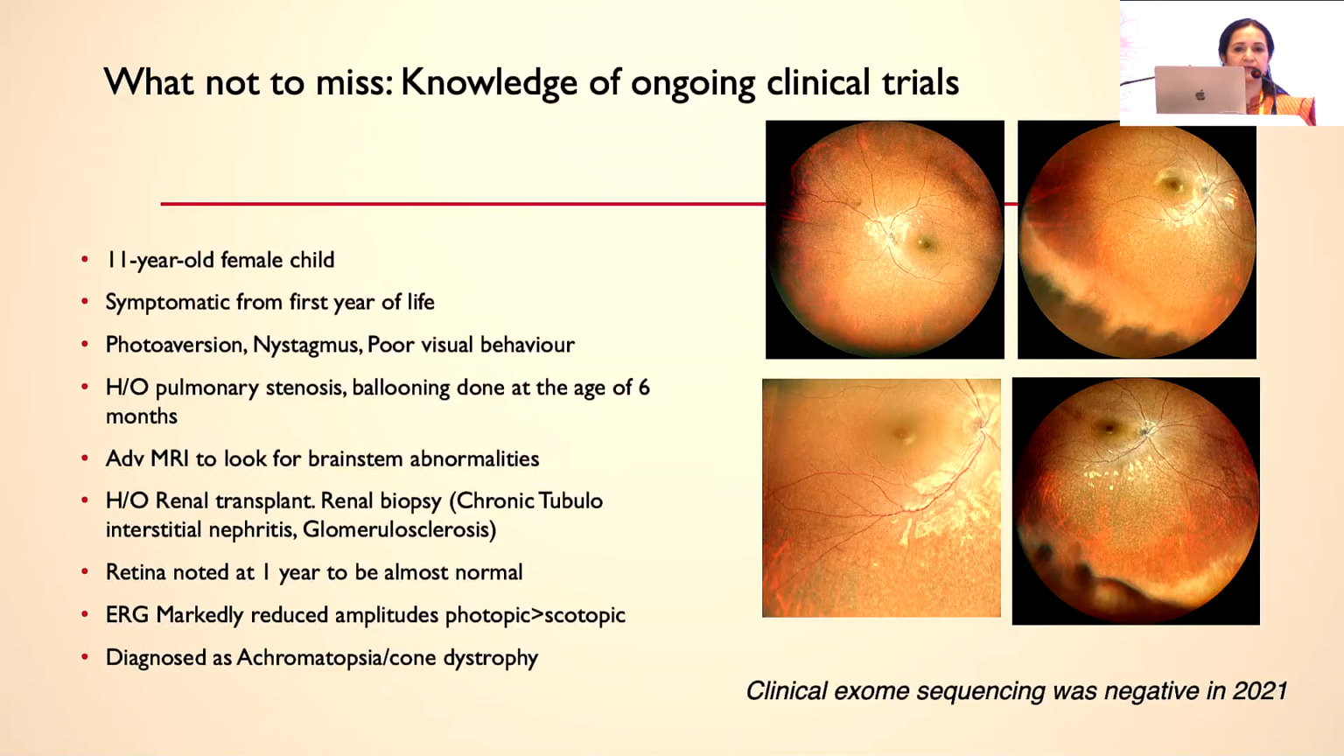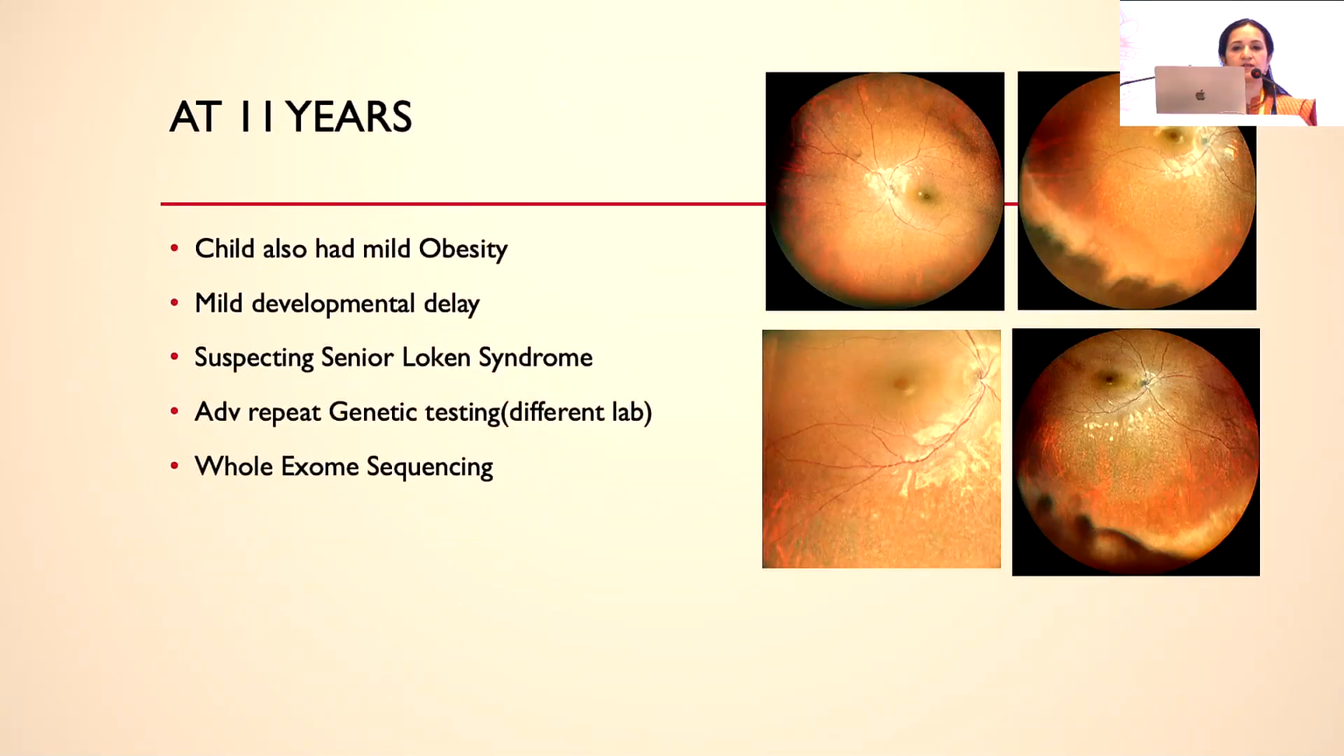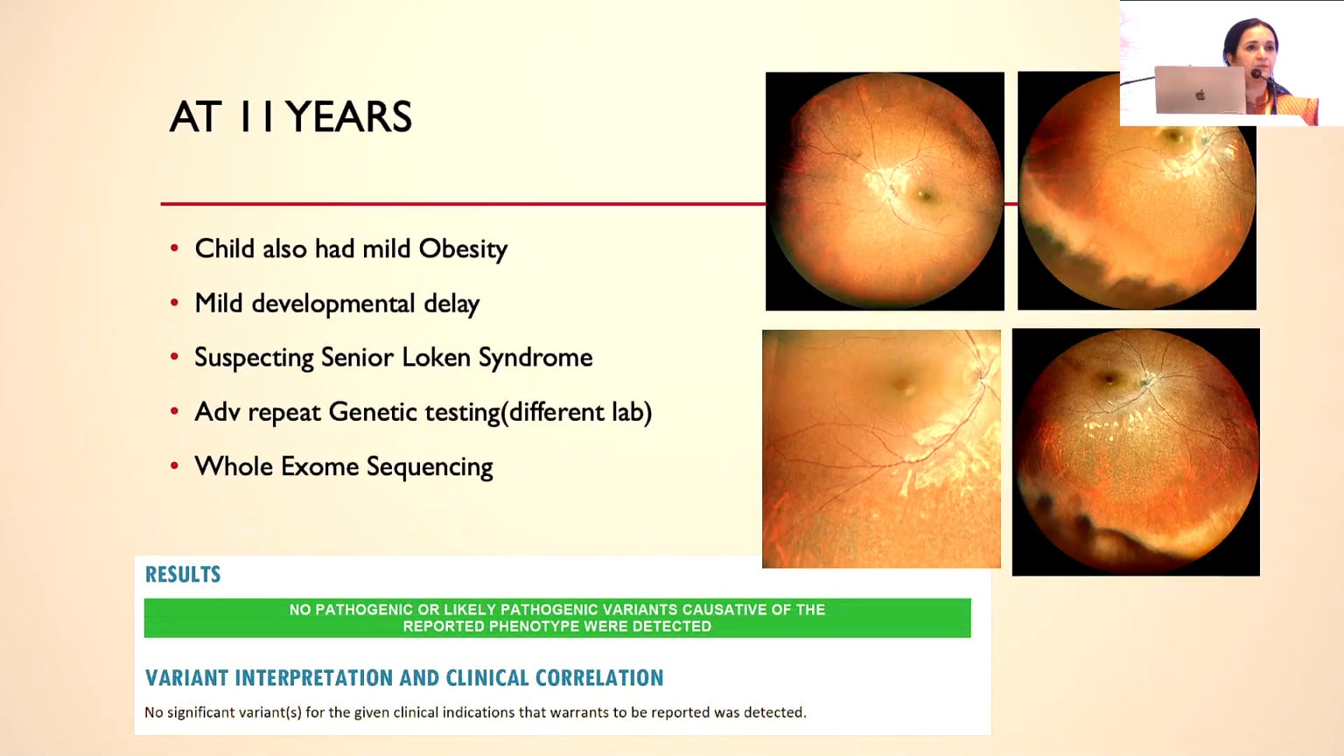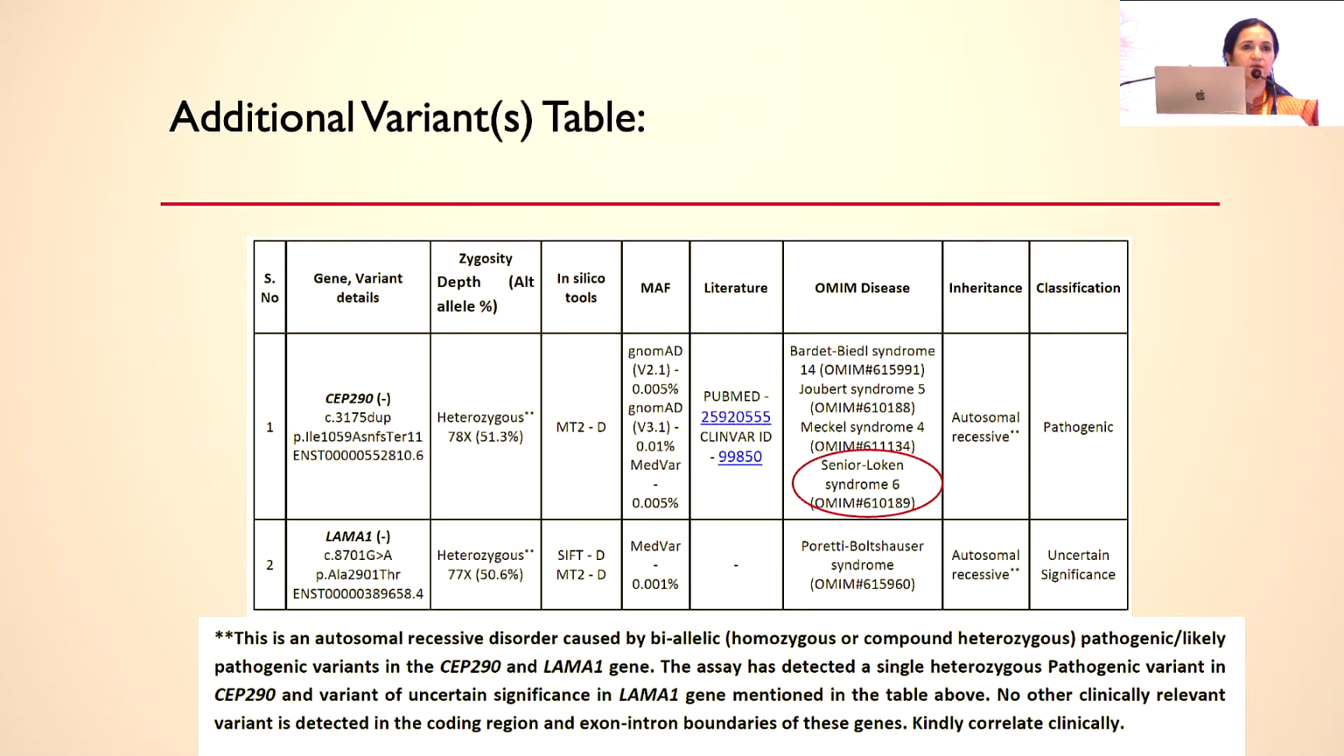Just sharing an example, this was an 11-year-old child who was first diagnosed to have achromatopsia, then cone dystrophy, then cone-rod dystrophy because the disease was progressing. When I asked the history, the patient gave a history of having already undergone renal transplant at 11 years of age. So suspecting Senior-Loken syndrome, I advised genetic testing. Previous genetic testing was actually negative. When we redid it, because I had a strong clinical suspicion, we did find the CEP290 gene.